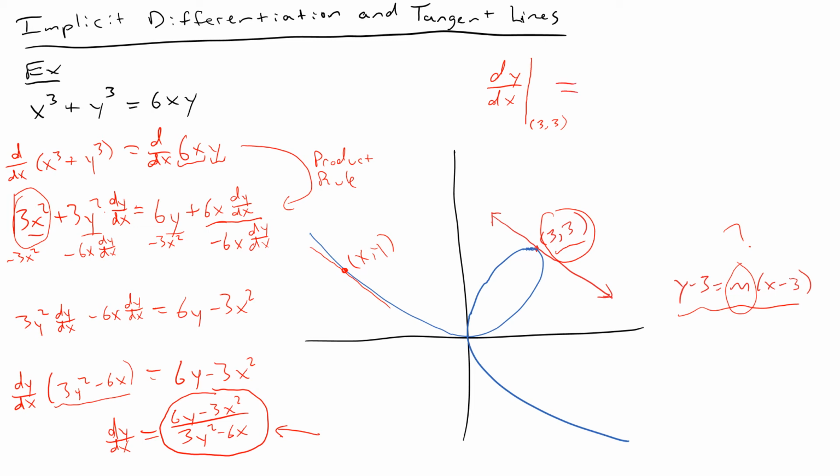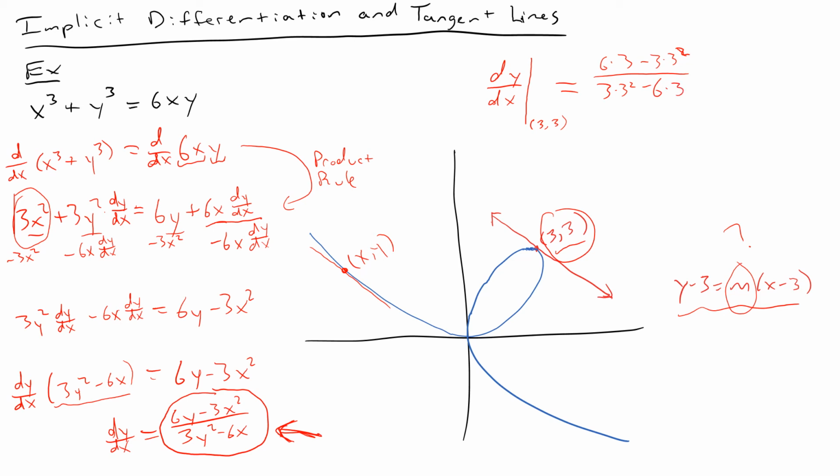To evaluate the derivative at (3, 3), again, all I'm doing is plugging 3 in for x and 3 in for y into my derivative here. So that's 6 times 3 minus 3 times 3 squared, divided by 3 times 3 squared minus 6 times 3.